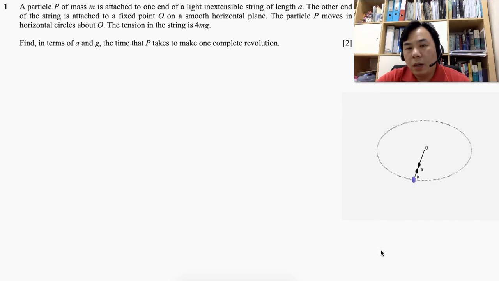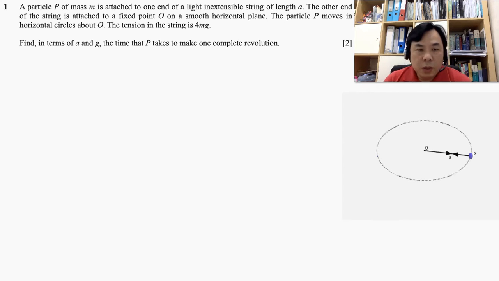Now I'm going to show you how the mechanics would actually look like before we solve it using algebra. You can see that this is how it would look. Let me play the animation so you can see it. The particle would be moving in a circular motion, a horizontal circular motion. Therefore, the horizontal component acting on the particle is just the tension of the string.